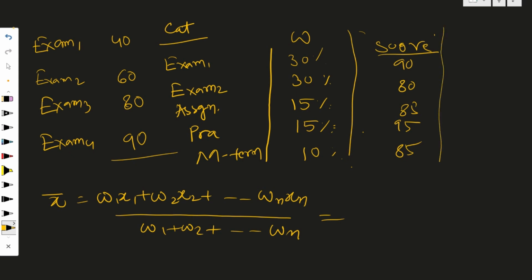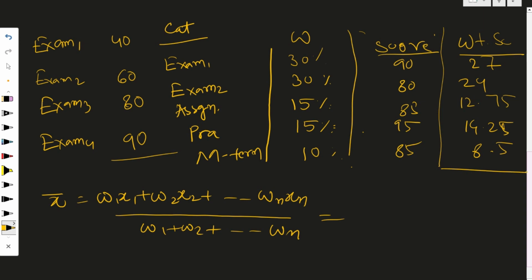Now the percentile value, the weighted score, will be something like 27. 30% is 27, then 30% is 24, and then we have 15%, 12.75, then we have 14.25, and 10% of 85 is just 8.5, right? So this will become 86.5.